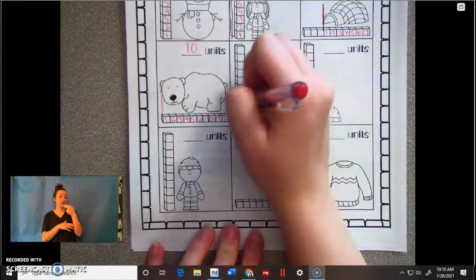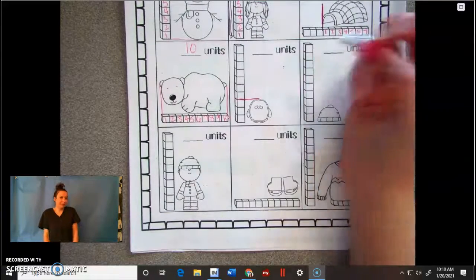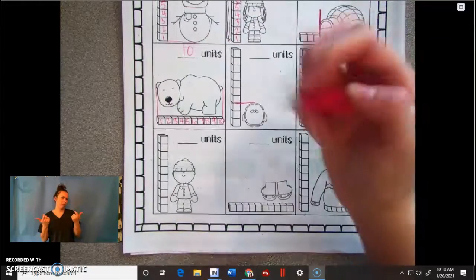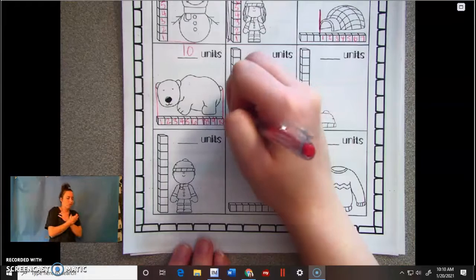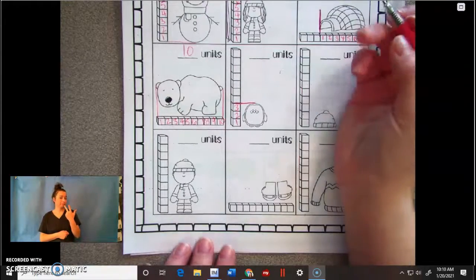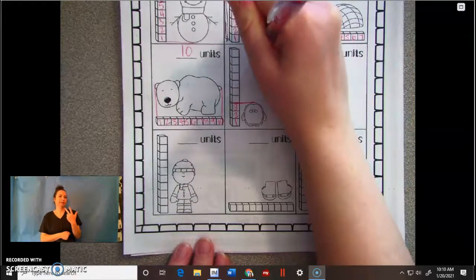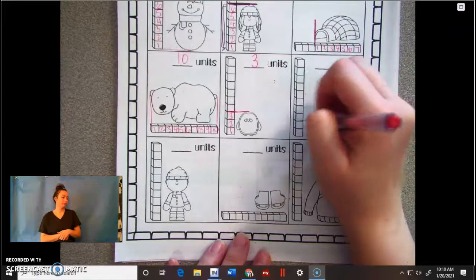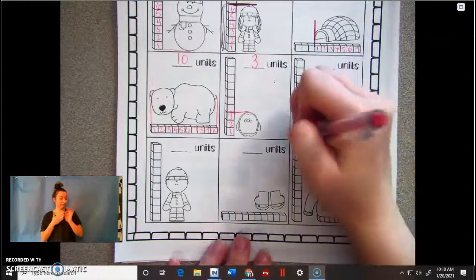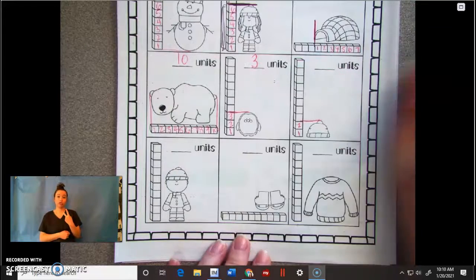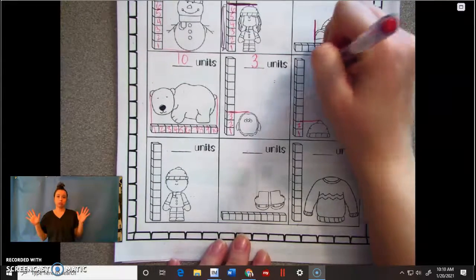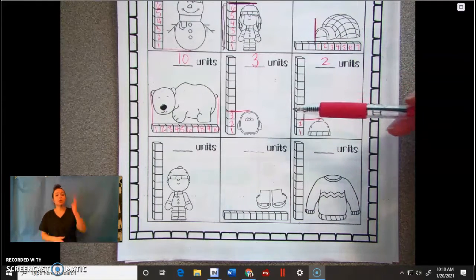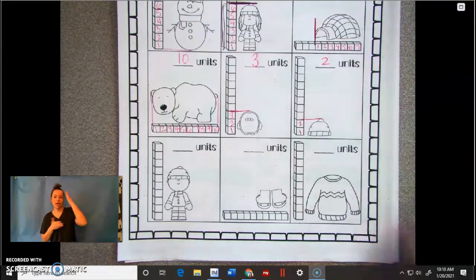All right, let's look at our penguin. Do you think he's going to be longer or shorter than the polar bear? I think he might be shorter too. Let's count and check. 1, 2, 3. How many squares tall is he? 3. So 3 units. That's how tall he is. All right, let's look at the hat. Let's count how many squares it is. 1, 2. It's only 2 units tall. Is that taller or shorter than the penguin? Shorter. Good.